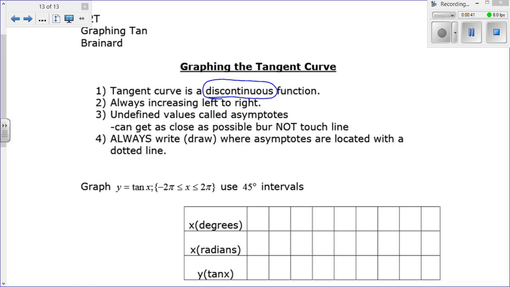And we always write or draw where the asymptotes are located with a dotted line.